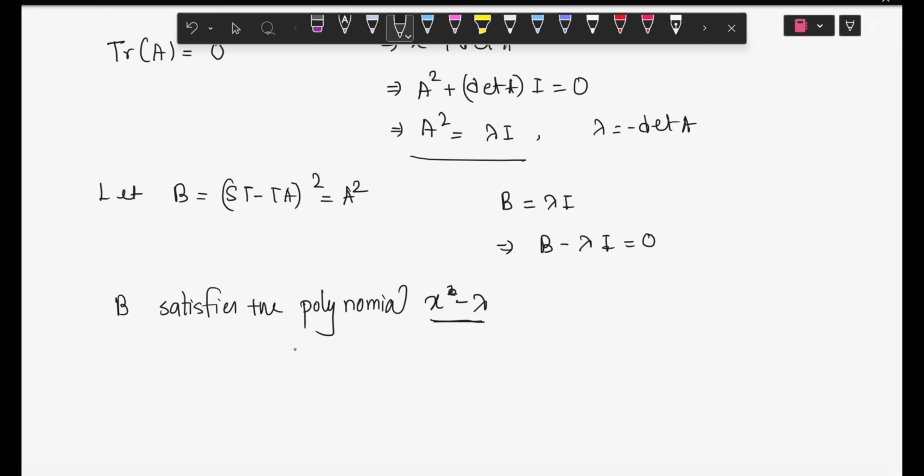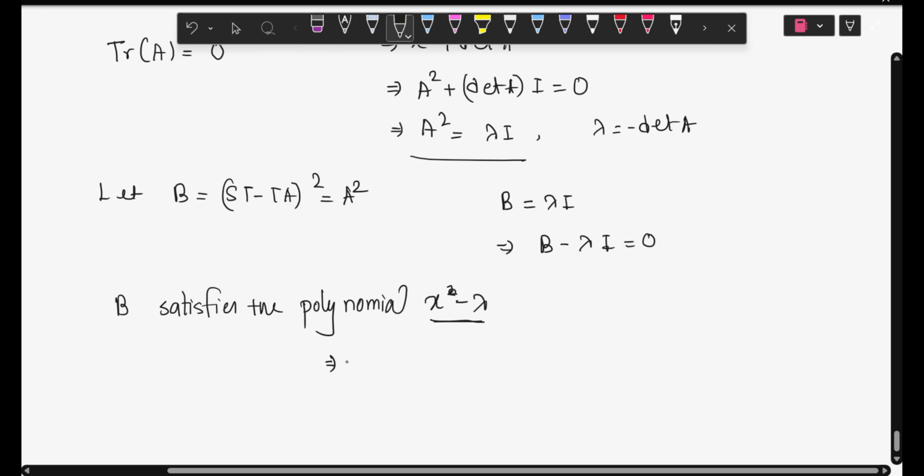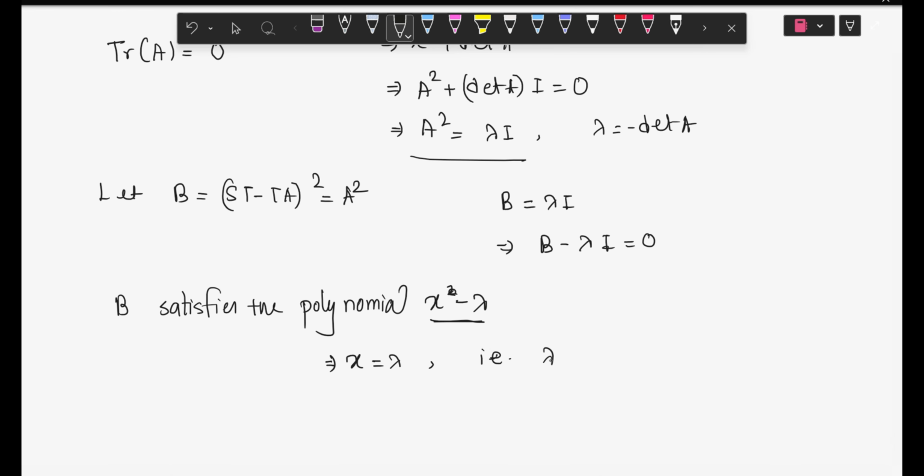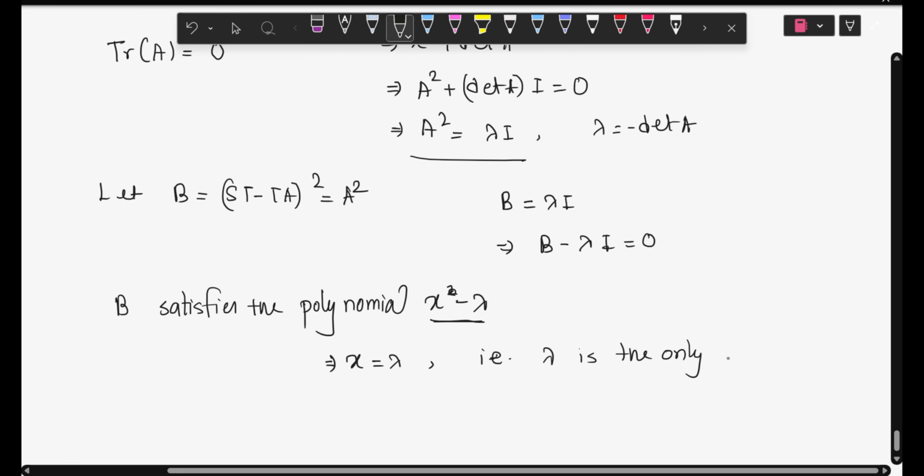So what will the minimal polynomial be? x minus lambda. Now x minus lambda is the minimal polynomial. Therefore, what can I say from this? x is equal to lambda. That is, lambda is the only one eigenvalue of B.